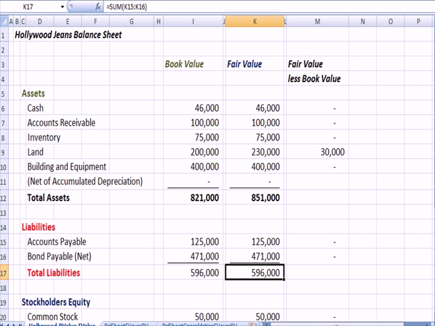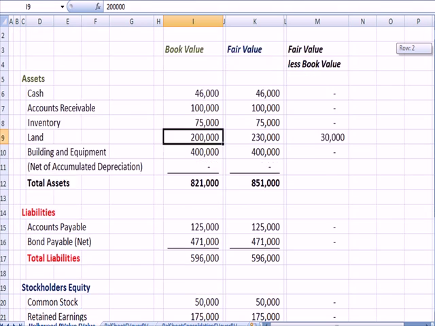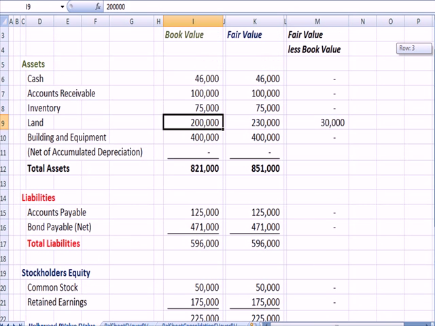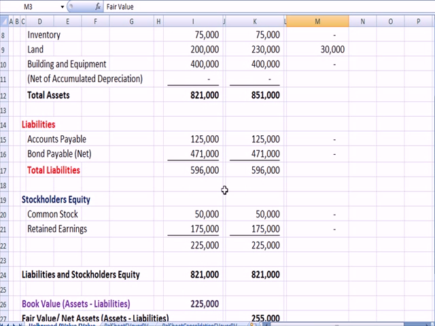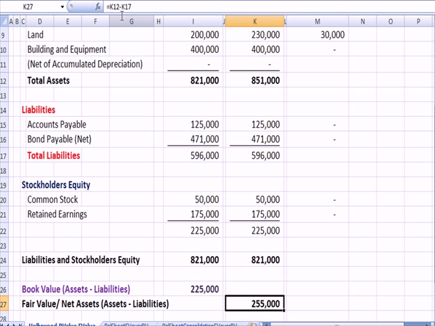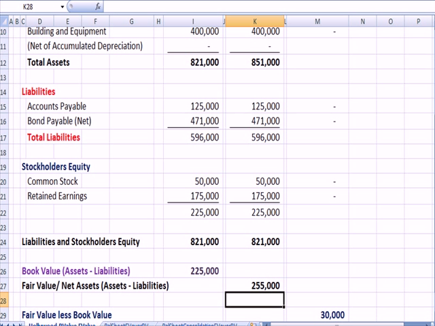If I go over to my Excel document, I see Hollywood Jeans' balance sheet. And as we've seen on prior videos, we've got book values on the left, fair values on the right, and the difference between the two in the third column. In this case, it's simple. With land, we have a fair value that's $30,000 more than the book value, and that's the only difference between the two. So if I subtract liabilities from assets, my book value is $225,000. My fair value is $255,000 for a difference of $30,000.